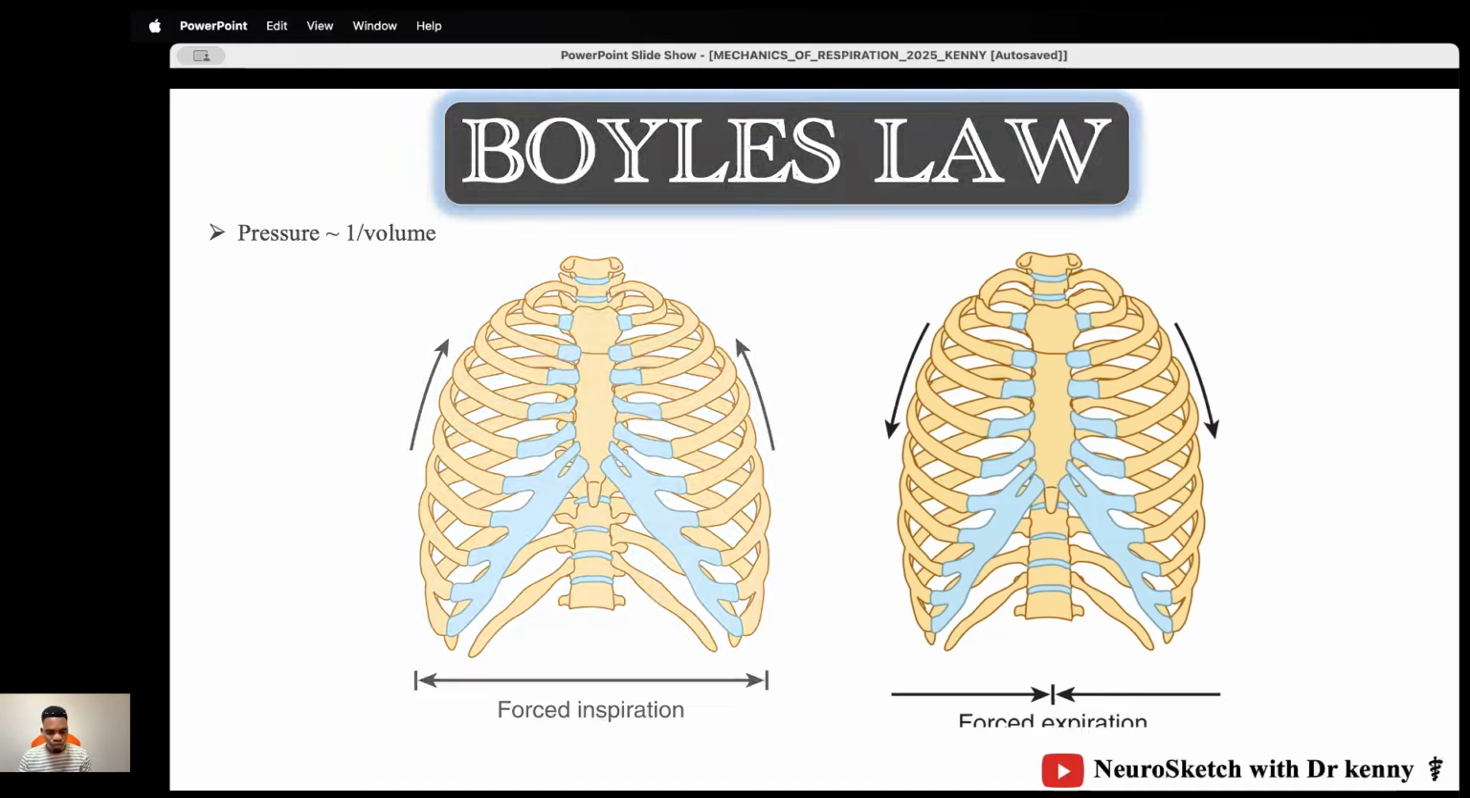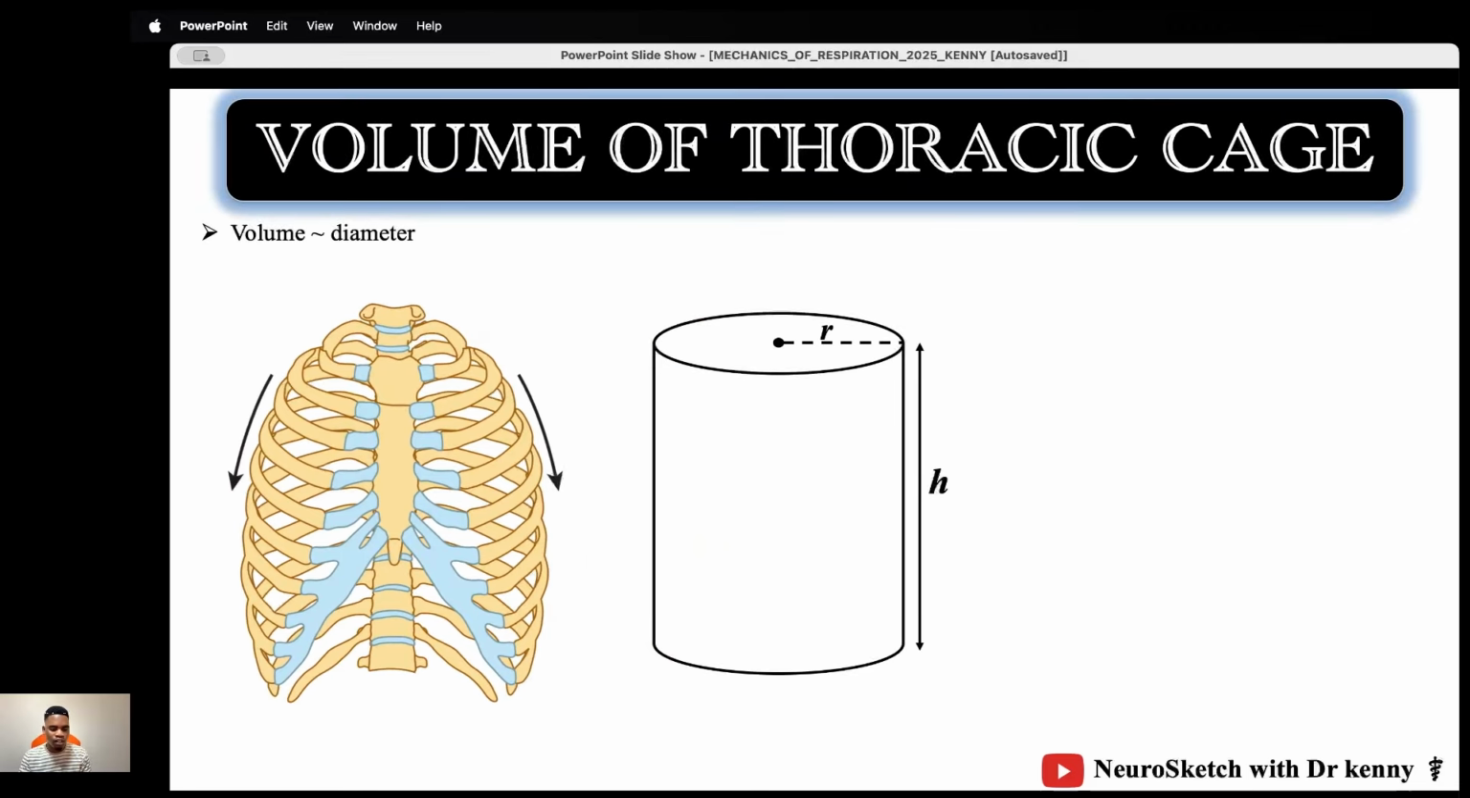But what is this volume we're talking about? You can assume the thoracic cage to behave a little bit like a cylinder, and you remember the volume of a cylinder equals area times height. What is the area? The area here is circular, and so we have pi r squared, pi times radius squared, times height, giving the volume of the thoracic cavity.